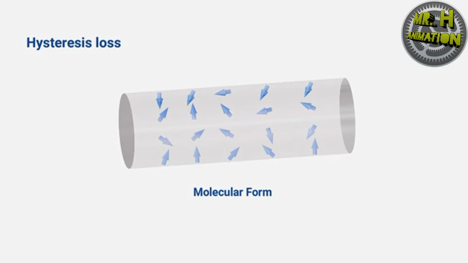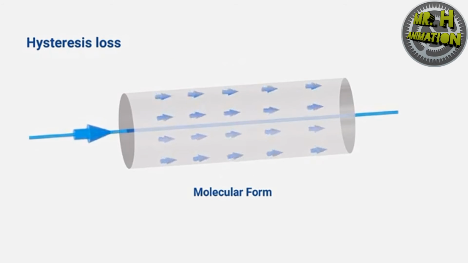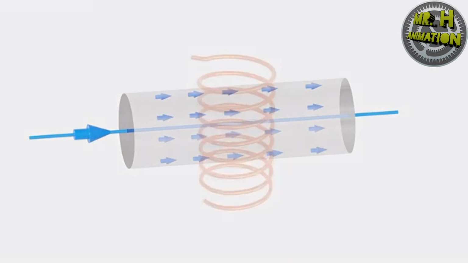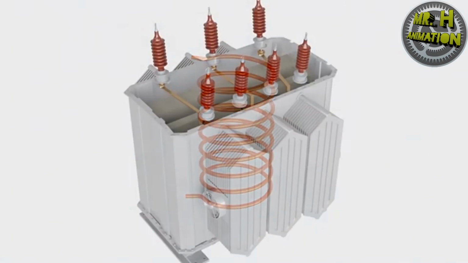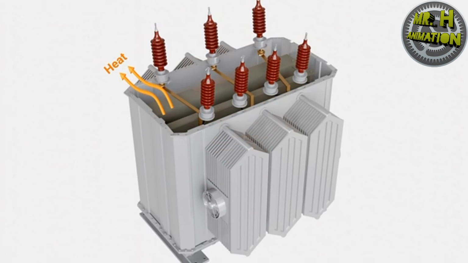When the magnetic field is not applied, the magnetic domains inside the medium are pointed in random directions. As the magnetic field is applied, the domains align to the direction of the applied field. The domains have to overcome some friction during the process, which causes wastage of energy, resulting in hysteresis loss. Some energy is also lost due to the internal resistance of the coil itself. All these energy losses produce heat inside the transformer.